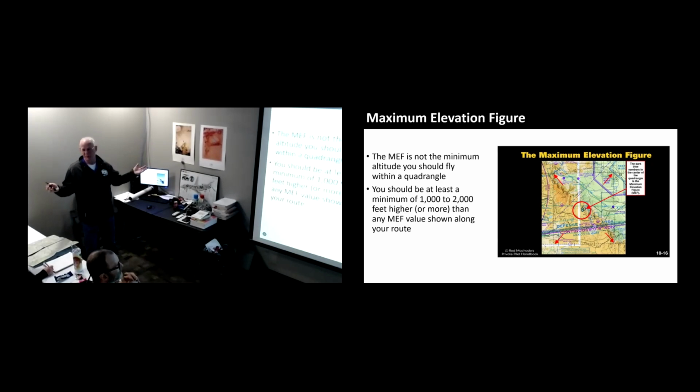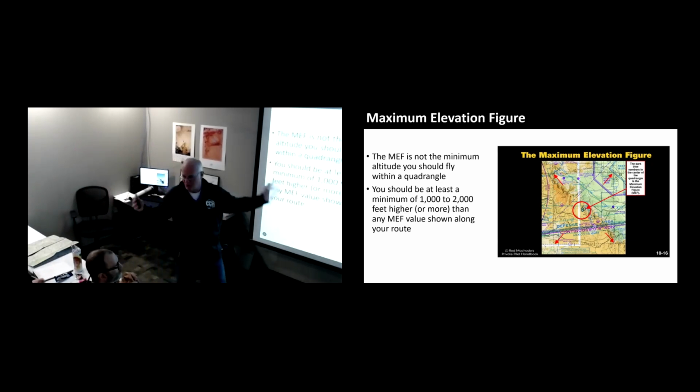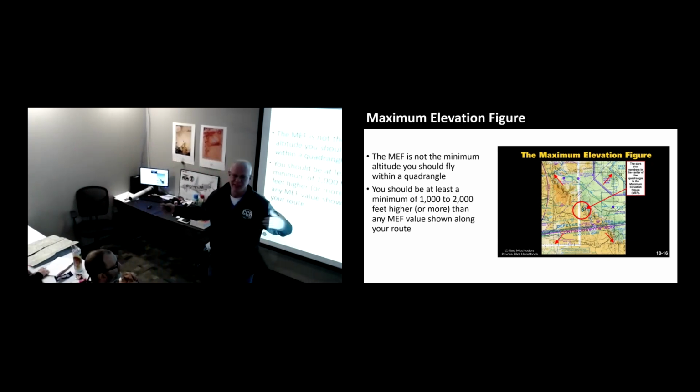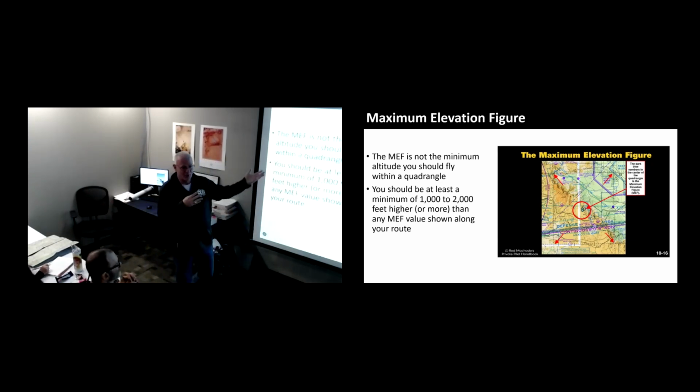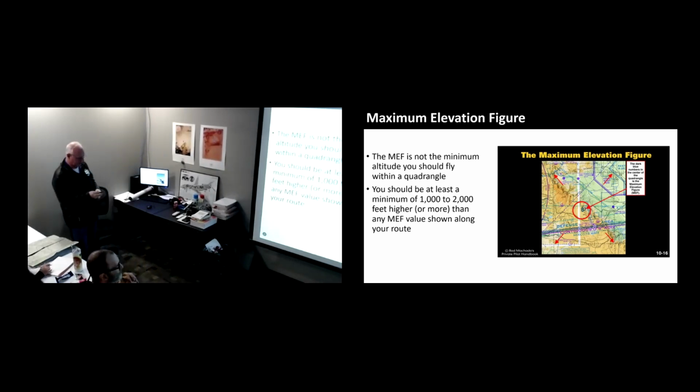Now here's the important part when it comes to your cross-country planning. You're going to be going across many quadrangles, right? So as you plot your cross-country course, you're going to look for any particular areas where you may be able to fly at a lower altitude or have to go up to a higher altitude. Or just choose the worst case and fly the entire course at the higher altitude, right? But that MEF is extremely important, especially when you're doing cross-country planning.